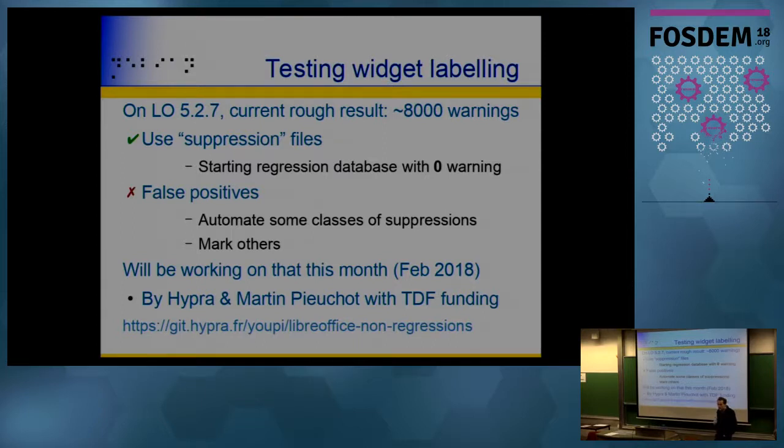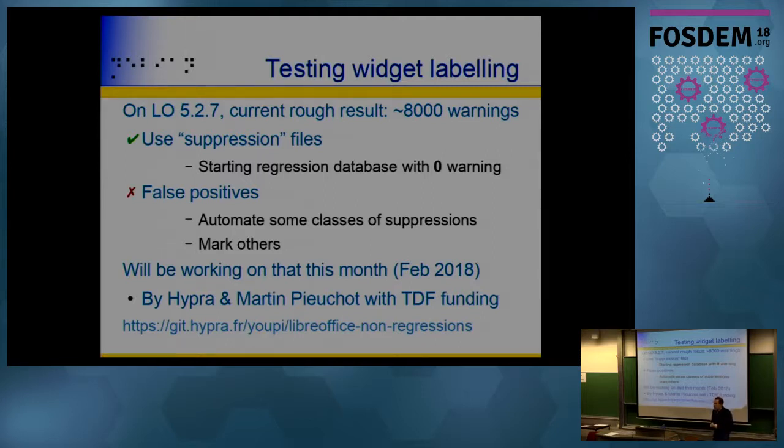So we want to implement a notion of suppression, which says, okay, these 8,000 warnings, we have to fix them at some point. But day zero, we have zero warnings, and we remain at that. And if there are new warnings, okay, we fix them. And then when we have time, when we take the time to do it, we fix those old warnings we have suppressed. And then we should be able to make progress, actually.